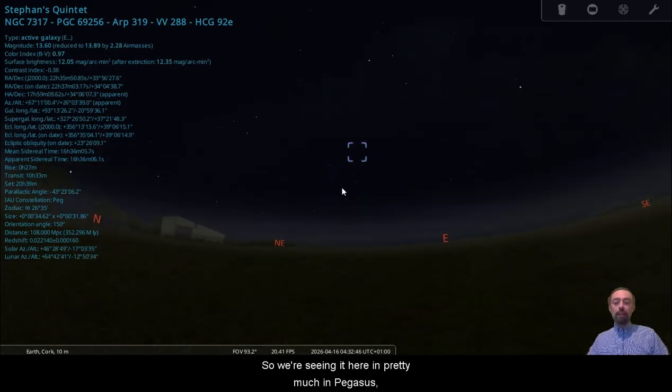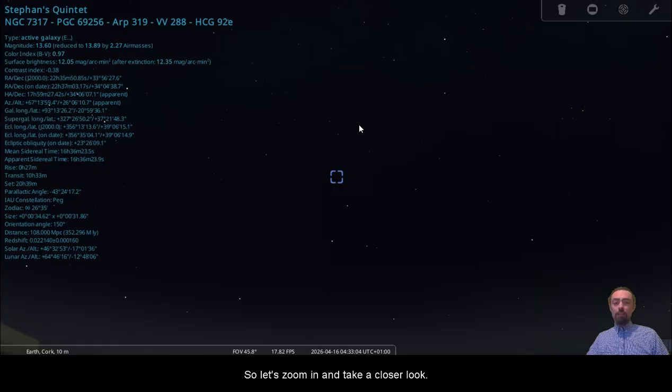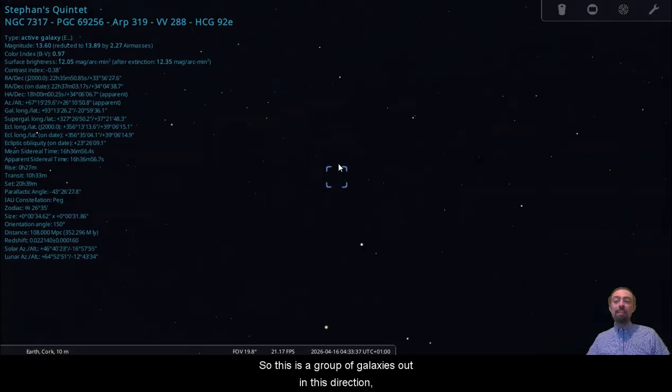So we're seeing it here pretty much in Pegasus, pretty much in the hooves of Pegasus. The square of Pegasus is just down here, kind of cut off at the bottom of the horizon. So let's zoom in and take a closer look. So this is a group of galaxies out in this direction. You can see magnitude 13. So technically the kind of thing that would be achievable through binoculars.